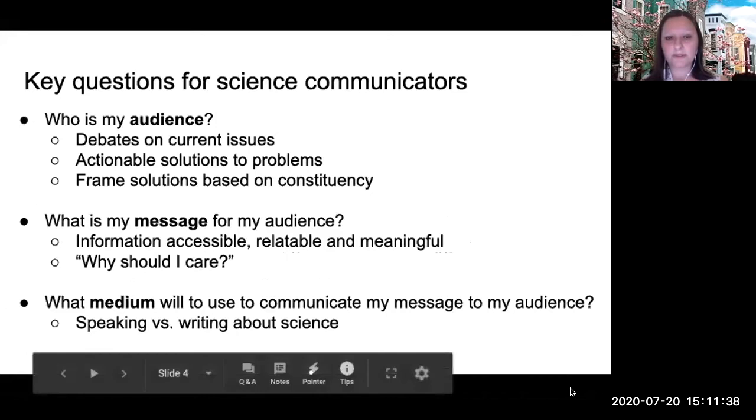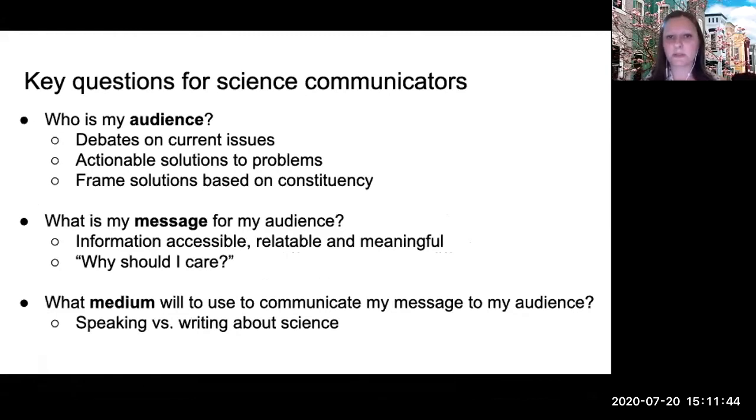So these are 3 key questions to ask yourself anytime you communicate with policymakers. The first is, who is my audience? Who is this for? What are their interests, and what is their knowledge on the topic? And you need to know what issues they're currently discussing, and consider also actionable solutions to problems.